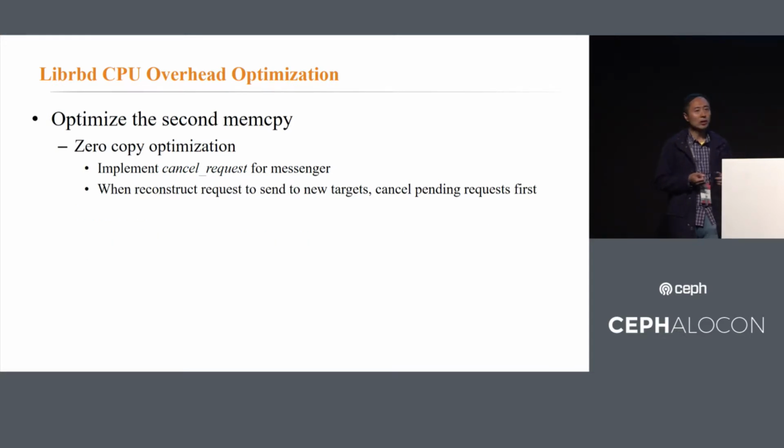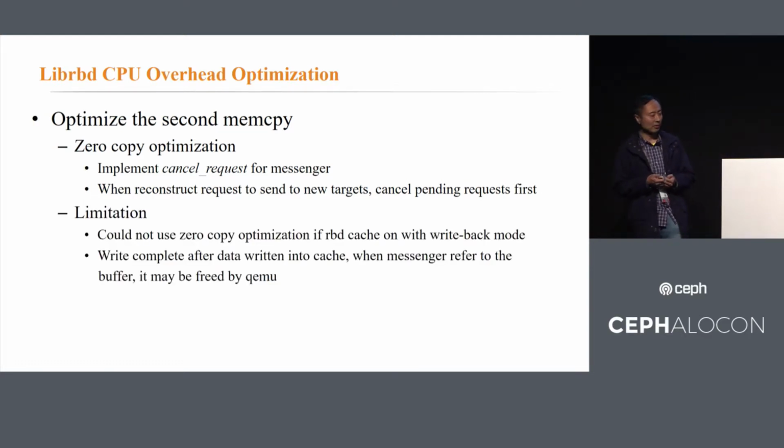Actually, recently we have made some revisions to the implementation. The first idea was to use cancel requests, but now we have revised the implementation according to the reviewers' comments. Instead of canceling the requests, we introduce a callback mechanism for librbd. But the idea remains the same: to do zero copy. So if you are interested, you can follow our PR.